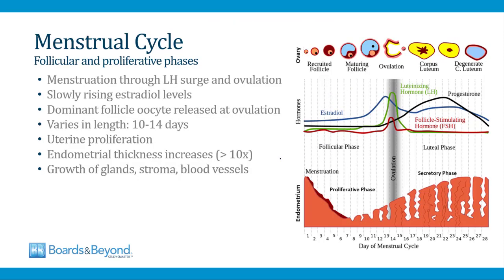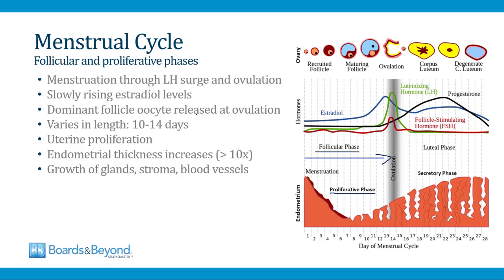So now let's talk in a little bit more detail about those phases of the menstrual cycle I mentioned on the last slide. Remember that the first half of the menstrual cycle is everything from the start of menstruation to the LH surge and ovulation. This is called the follicular phase in the ovaries because the follicles are growing, and it's called the proliferative phase in the endometrium because the endometrial lining is proliferating.